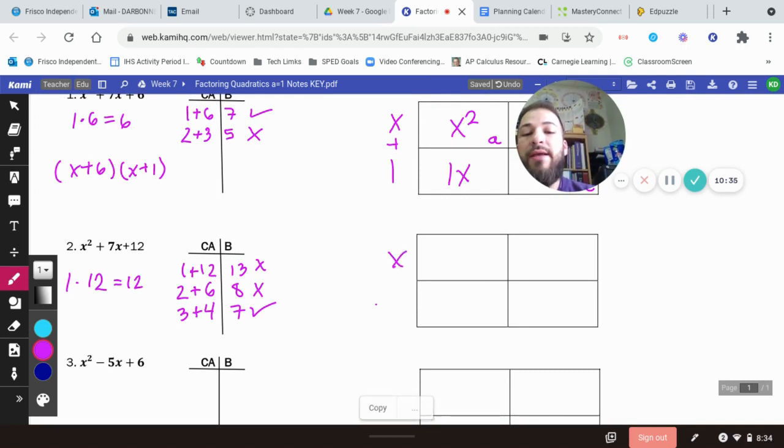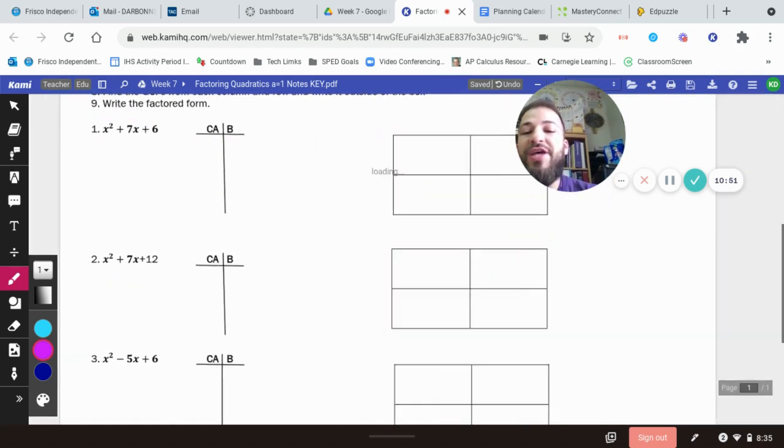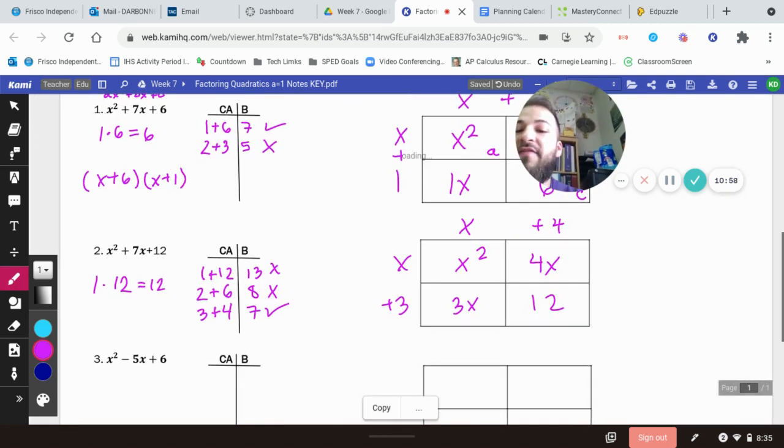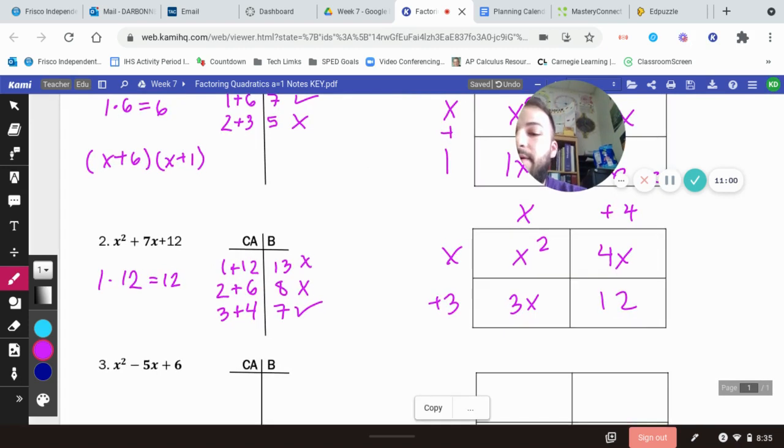So x and positive 3, x and positive 4. x times x is x squared. 4 times 3 is 12. x times 3 is 3x, and x times 4 is 4x. And just so we can check, x squared is x squared, 12 is 12, 3x plus 4x would give us 7x. So our final factored form is x plus 3 and x plus 4.